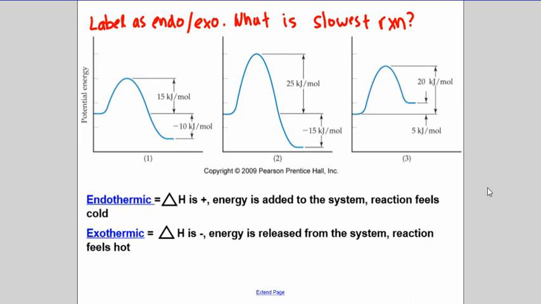So looking at this one, let's talk about exo versus endo and what is the slowest. As I already said, exo is one where the products have a lower energy position than the reactants. So if this is our products and these are our reactants, that's a bad P, let's fix that. Same thing, products here, reactants here.